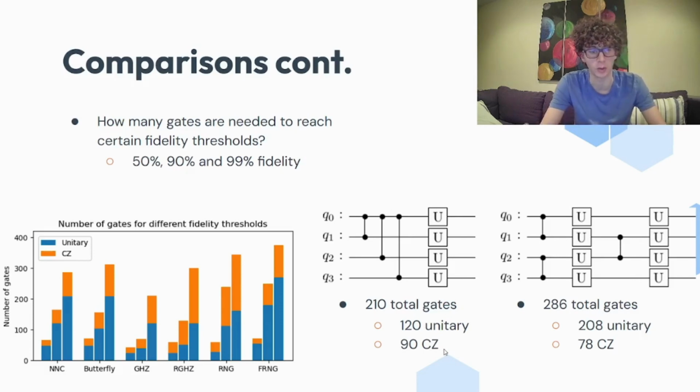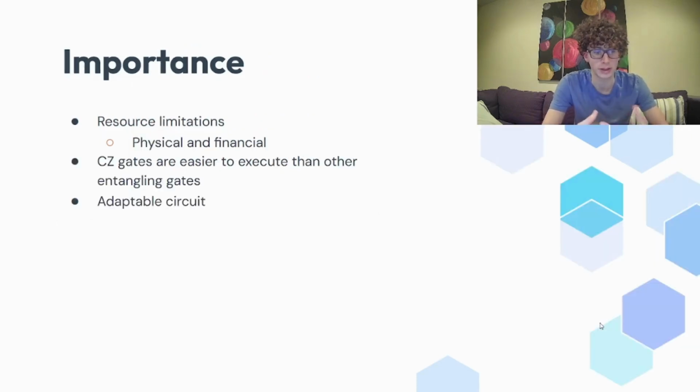However, in some physical quantum computers, it is much easier to apply unitary gates than CZ gates, as entangling qubits can be quite difficult. With this in mind, we can see that this circuit over here actually required the fewest number of CZ gates and still reached 99% fidelity. Interesting. So, why is any of this important?